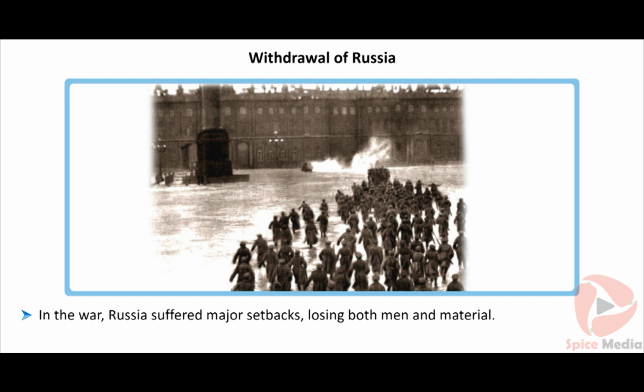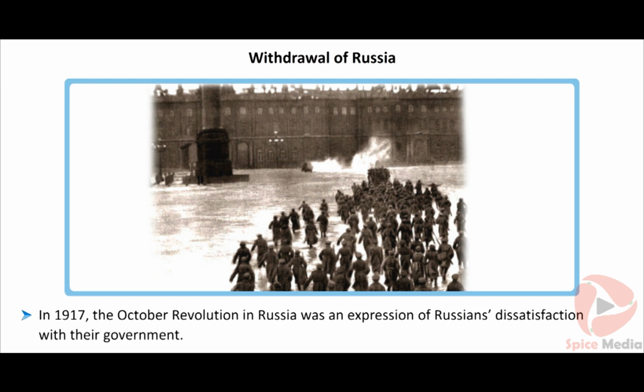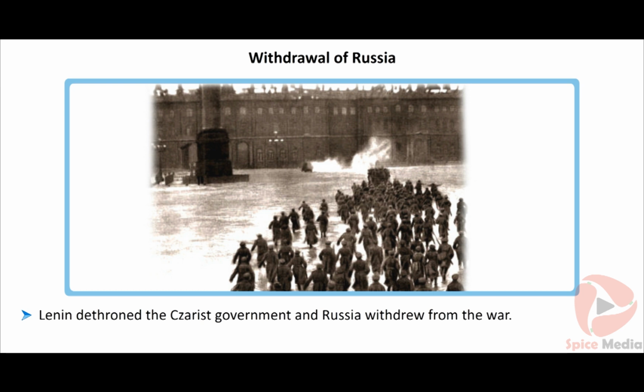Withdrawal of Russia. In the war, Russia suffered major setbacks, losing both men and material. In 1917, the October Revolution in Russia was an expression of Russians' dissatisfaction with their government. Lenin dethroned the Tsar's government and Russia withdrew from the war. At Brest-Litovsk, Russia made peace with the Central Powers.